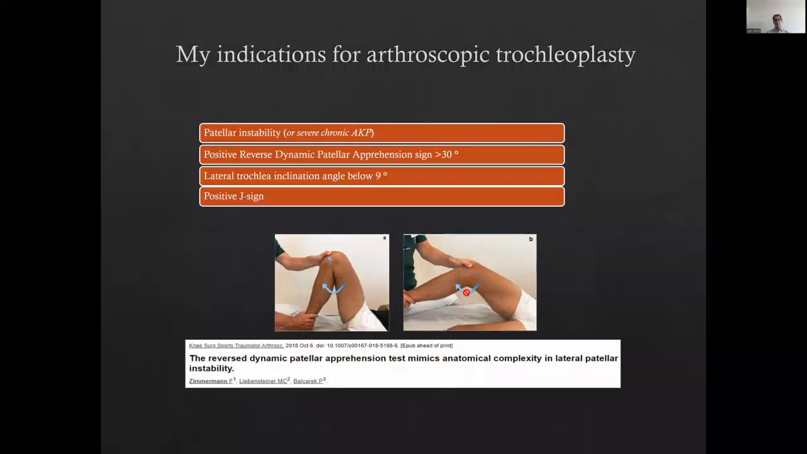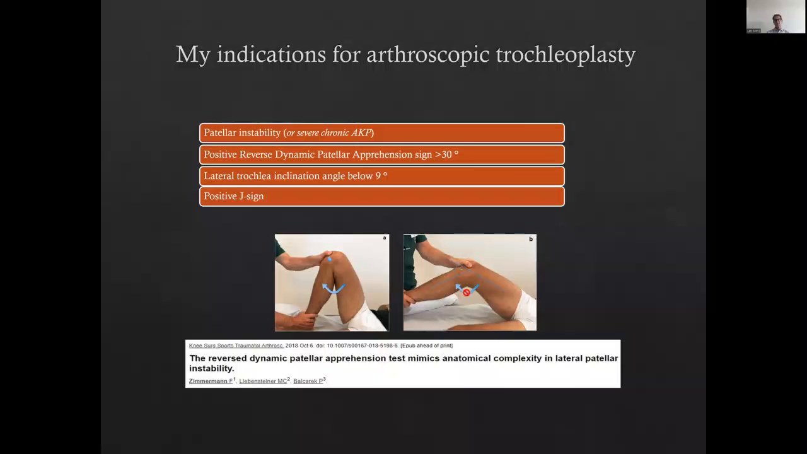Naturally, they're also going to have severe trochlear dysplasia. In some rare cases, I've done trochleoplasty just for anterior knee pain. That is when there is too much bone in the proximal part of the knee, meaning they have a high ventral prominence. Then you can unload the patellofemoral joint with a trochleoplasty.